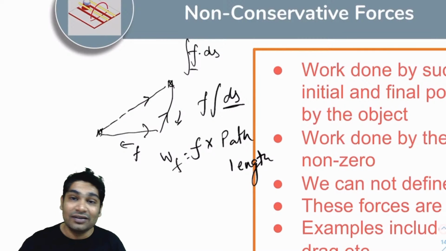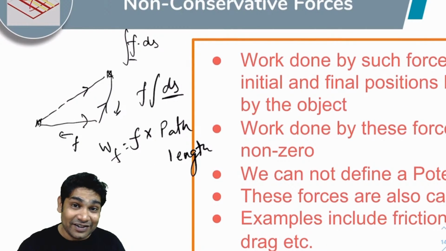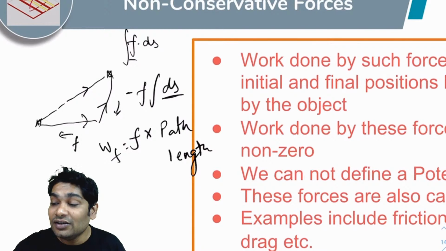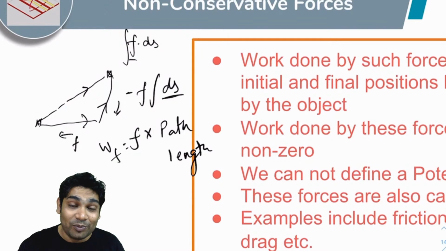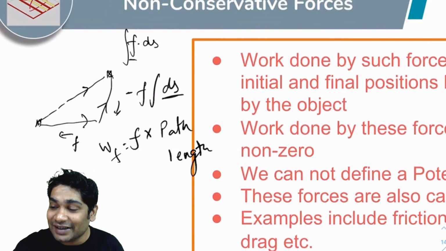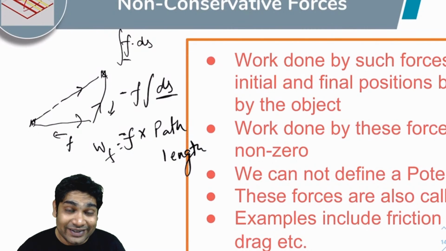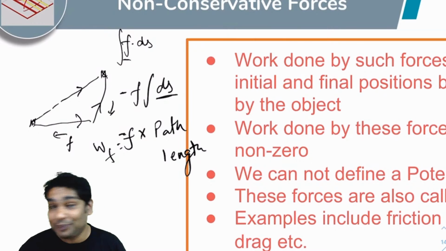This is the work of friction. Not only on the initial and the final positions, but the length of the path matters. That is what we can see clearly. Of course, there will be a minus sign here. Why minus? While taking the dot product, I will put cos of 180, so I'll get a minus sign here. But I'll realize that here, obviously, the work depends on the path.